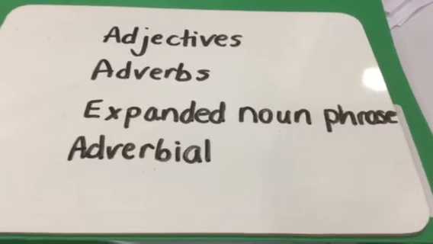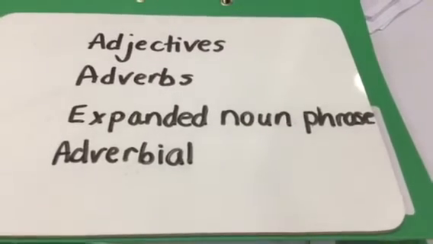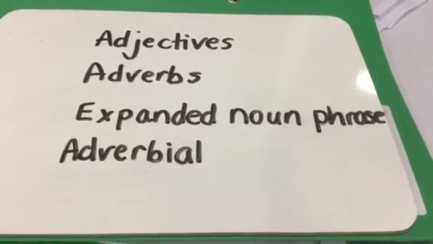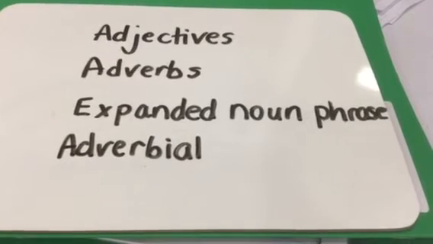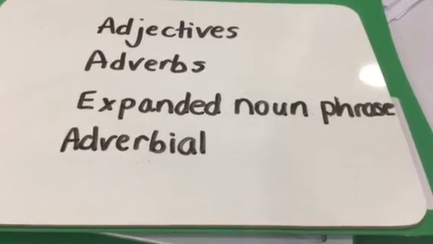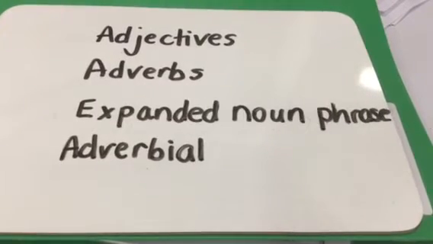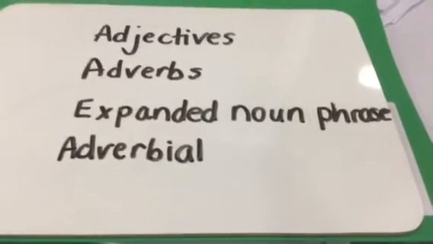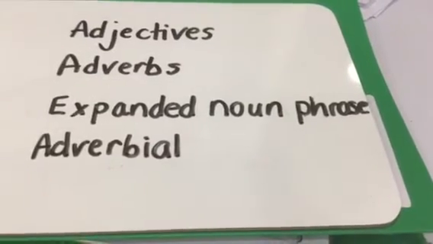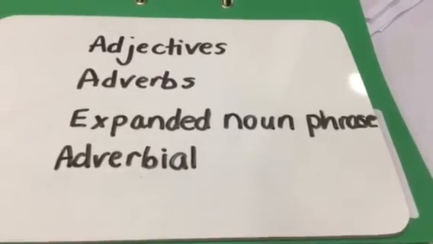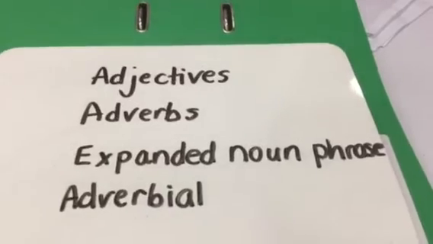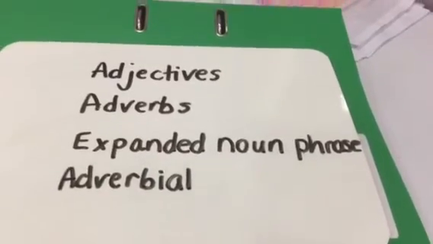One, we can add adjectives, and hopefully you're aware that an adjective gives more detail to a noun. So instead of just saying a ball, the ball being the noun, you could say the red shiny ball, so that we know that the ball is red and shiny. They're both adjectives.